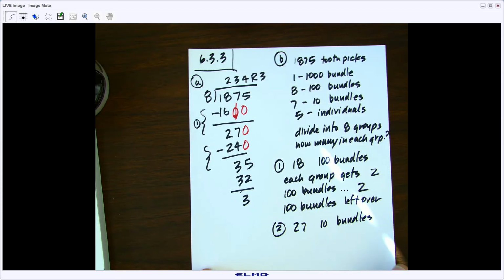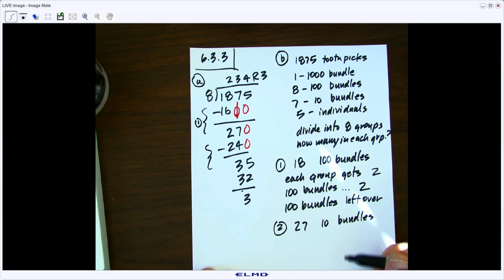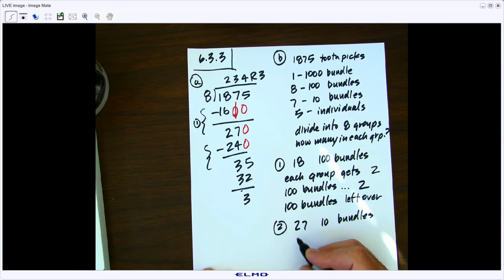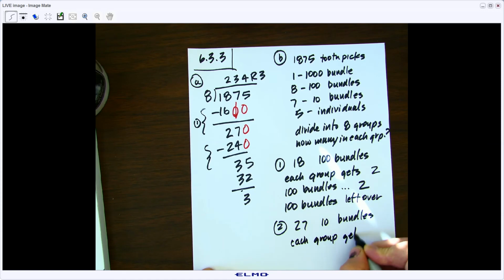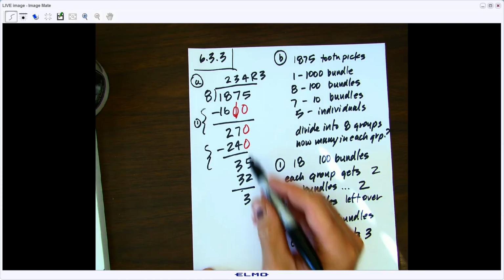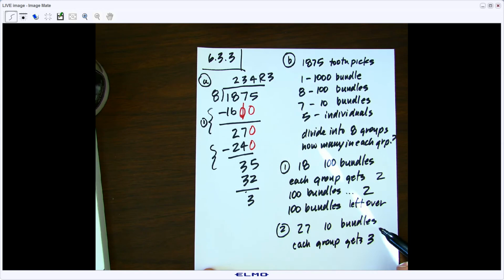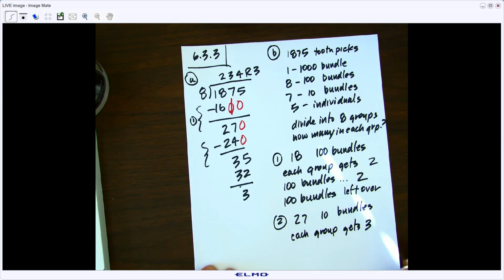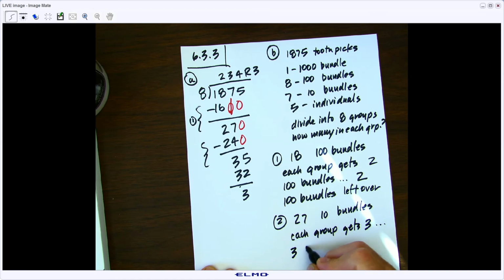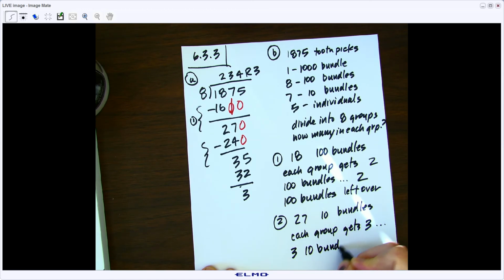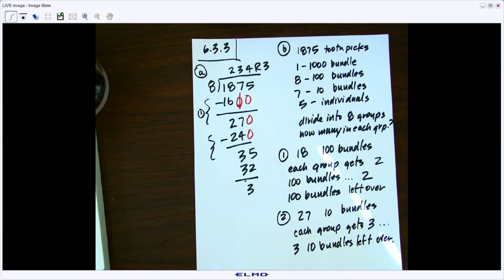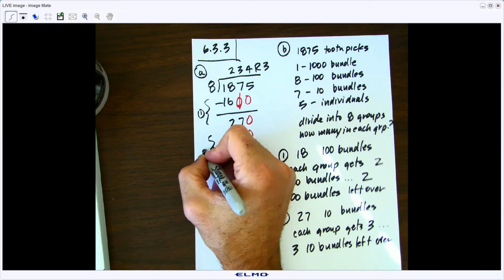It's 27 10 bundles. And we're dealing them out to 8 groups, and we ask how many does each group get if we share this equally. And each group gets 3, right? And when we give each group 3, that uses up 24 of the 10 bundles, and there's 3 10 bundles left over. So I'll leave this, that's the second step.